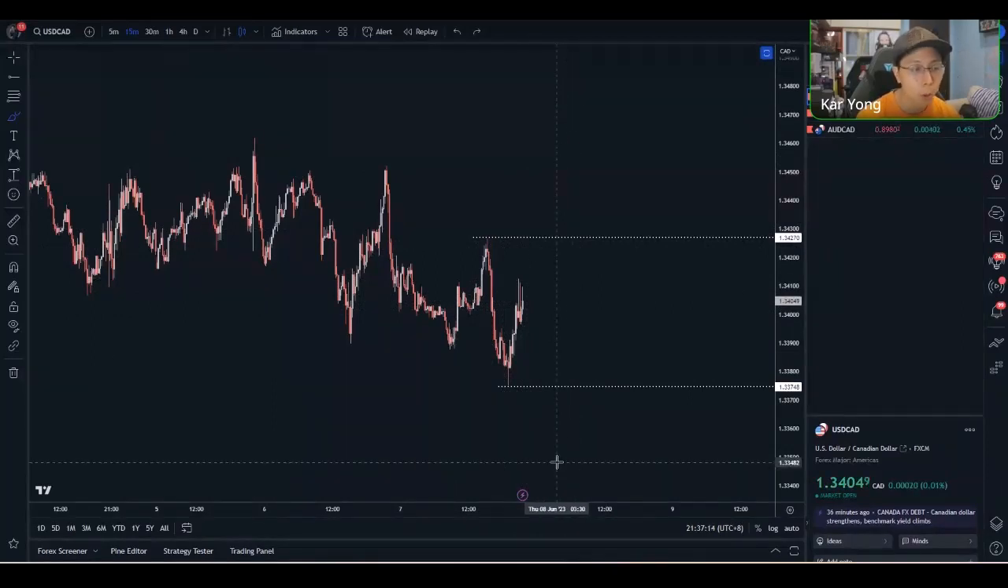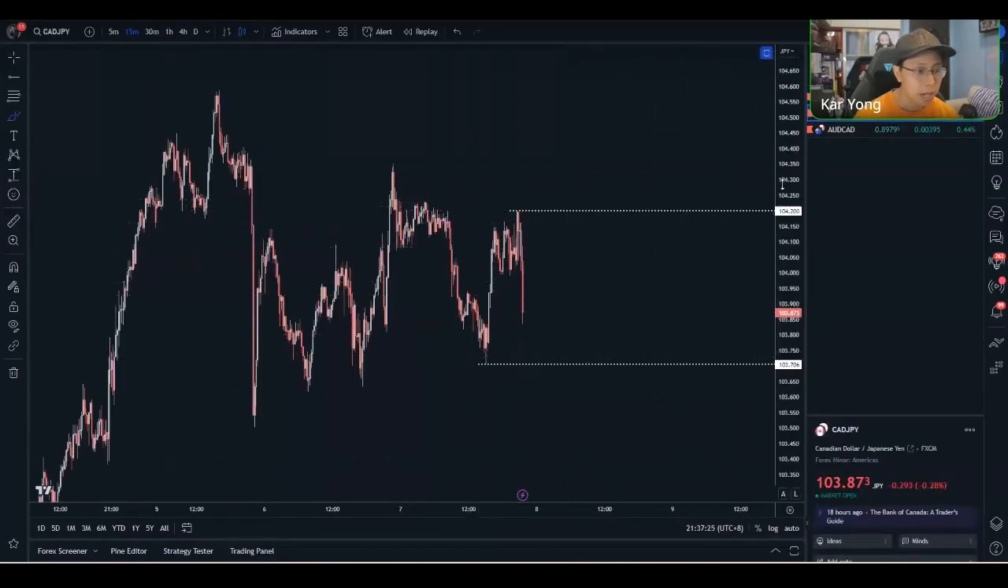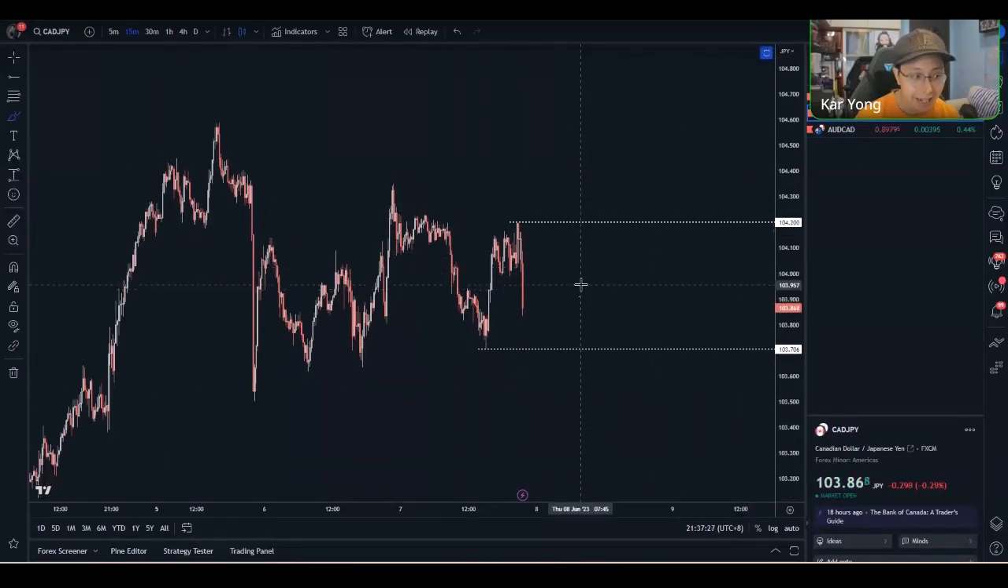We don't bother about the direction. We just look for consolidation, wait for the break, catch the volatility, and then that's it. The trade is done. So dollar CAD and CAD yen are basically giving you that potential for a straddle entry technique, right? You put in your breakout at the top and bottom.